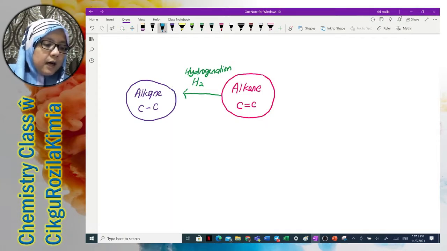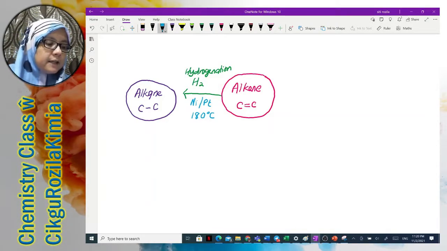During hydrogenation, the alkene must be added with a catalyst, which is nickel or platinum, at a temperature of 180 degrees Celsius.